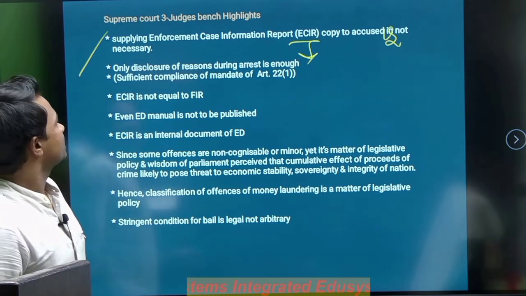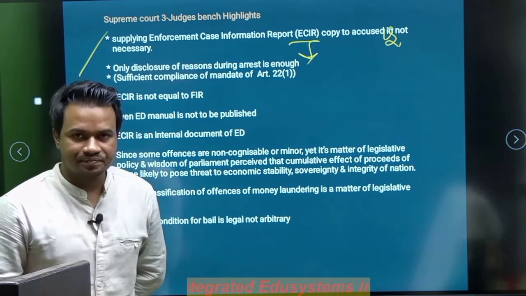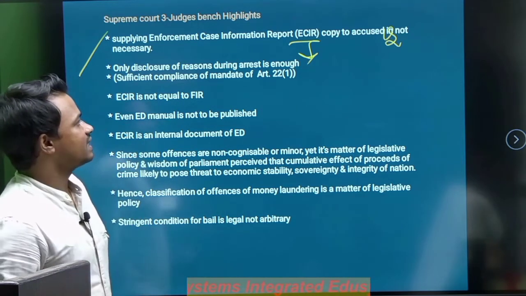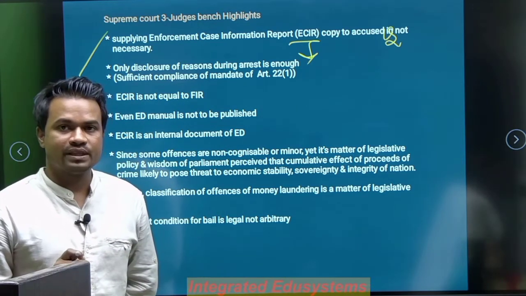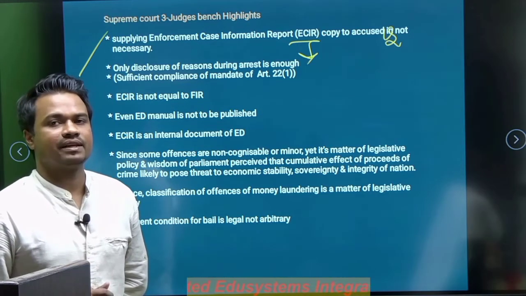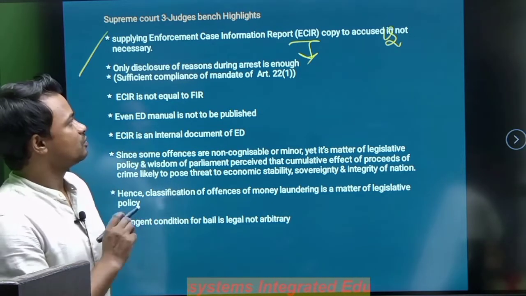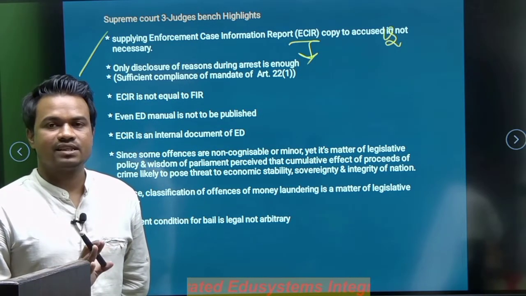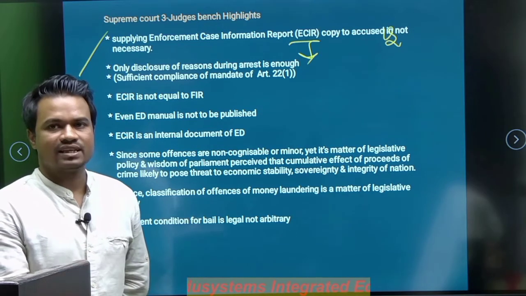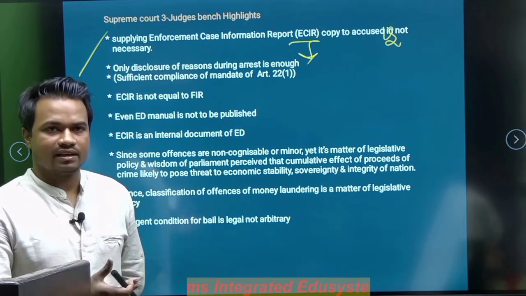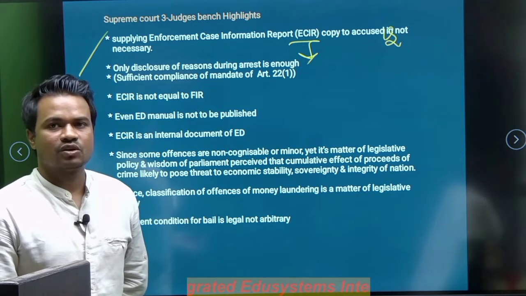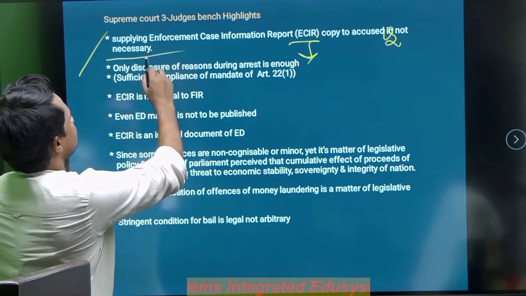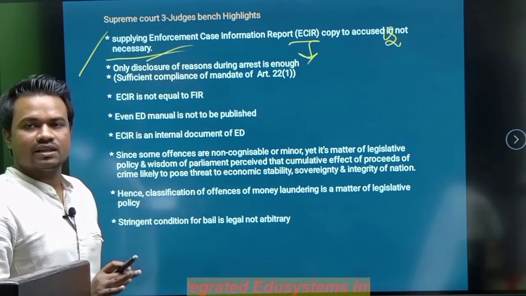And some of the petitioners have asked that a copy of that report should be provided while arresting any accused person, but the Supreme Court said that it is not equal to the FIR. So that is why the person just has to be informed about the reason, but a copy is not required to be shown or submitted to the person. So it is not necessary to give the copy to the accused person.